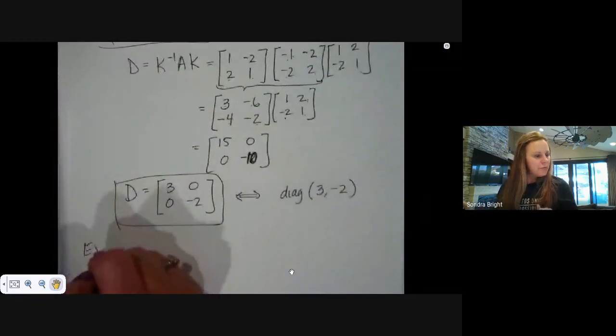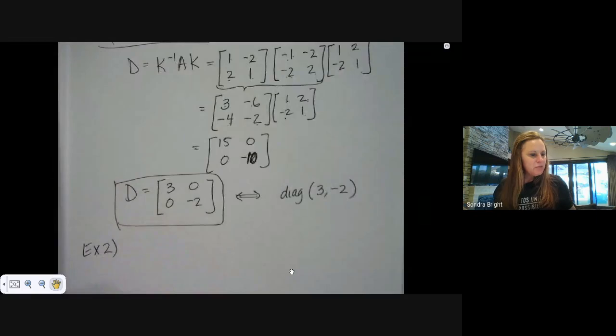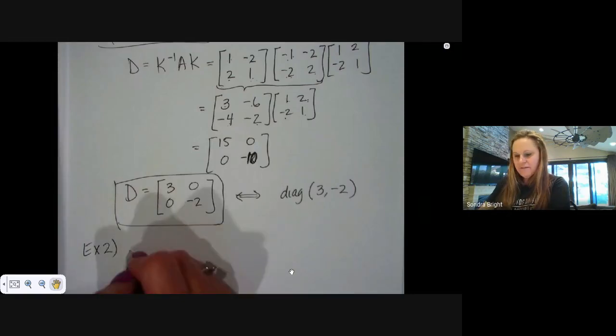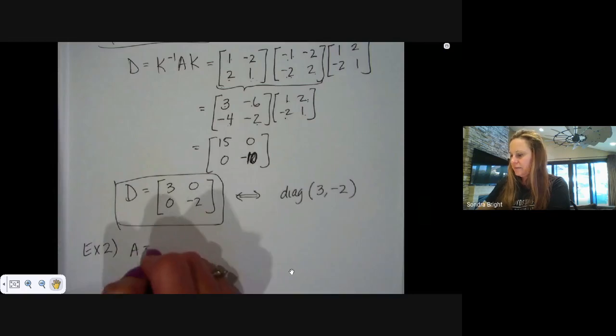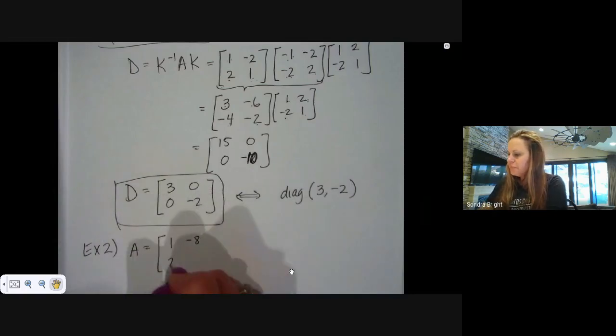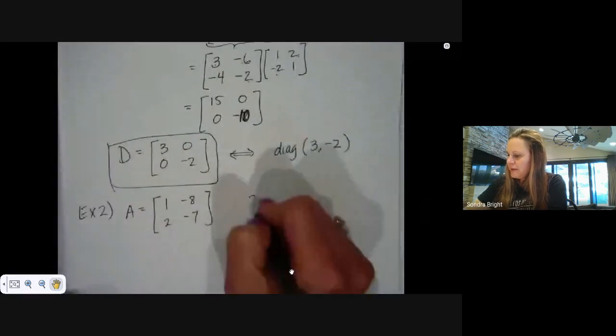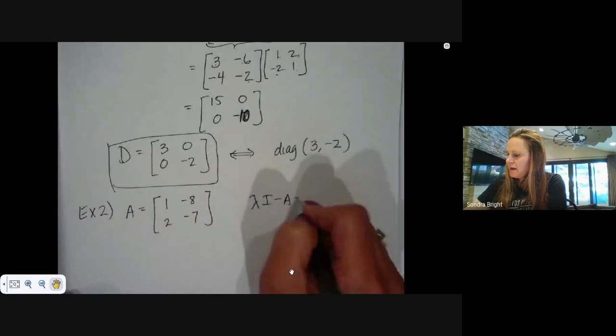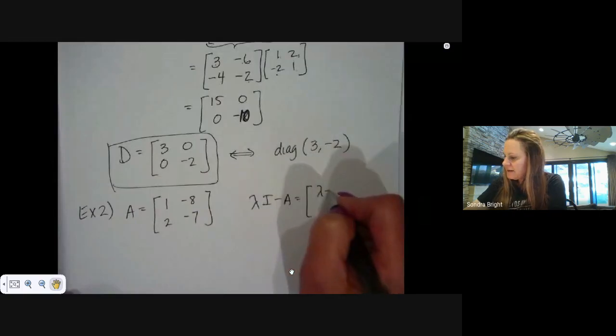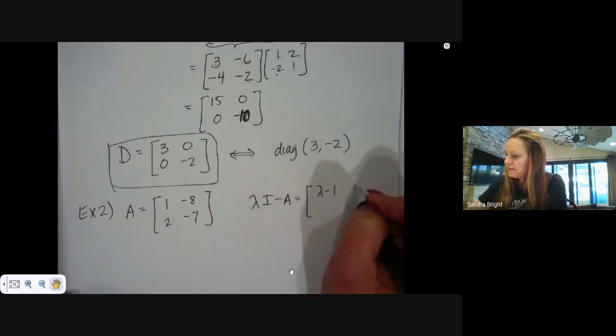Sure, hopefully no errors. I don't think I see any. So that's good. Okay, let's do example 2. Same directions, but now A is 1, -8, 2, -7. And our lambda times the identity matrix minus A would give me lambda minus 1, 0 minus -8, so that's a positive 8. This would be a -2, and that would be a lambda plus 7.